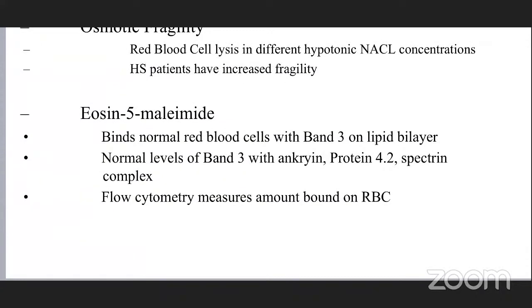EMA, which usually binds normal red cells at band 3 on the lipid bilayer, with a normal level of band 3 with ankyrin and protein 4.2 spectrin complex, and flow cytometry measures the amount bound on RBCs. But nowadays, we usually look at clinical symptoms and supporting labs, and wait for molecular study in advance. But in a resource-limited country like Sudan and many other areas around us, we go with the clinical presentation and labs to support that.